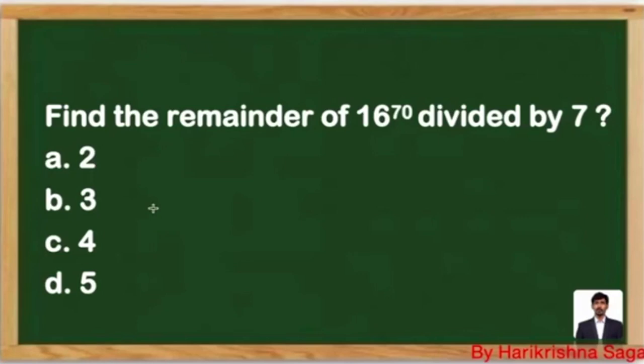Very good, Manideep, Kalyani. So 16^70/7, what is the remainder is the question. So let me take it on a new page. 16^70, right? So 16^70 divided by 7.